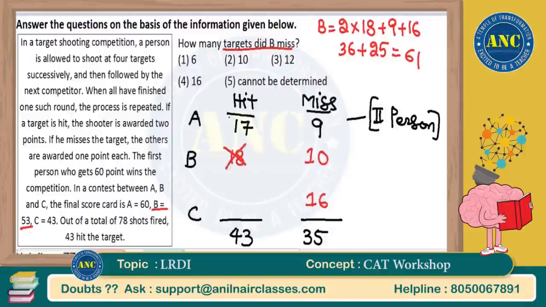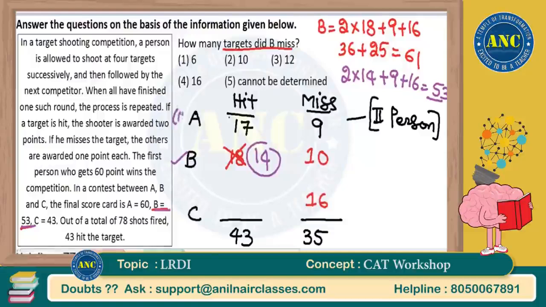What is my next assumption? B is the third person. If B is the third person, it is 14. So 2 into 14, plus competitors miss the target, 9 plus 16. It is 53. The score of B in the question is 53. That means my assumption is right. A is the second person. B is the third person.